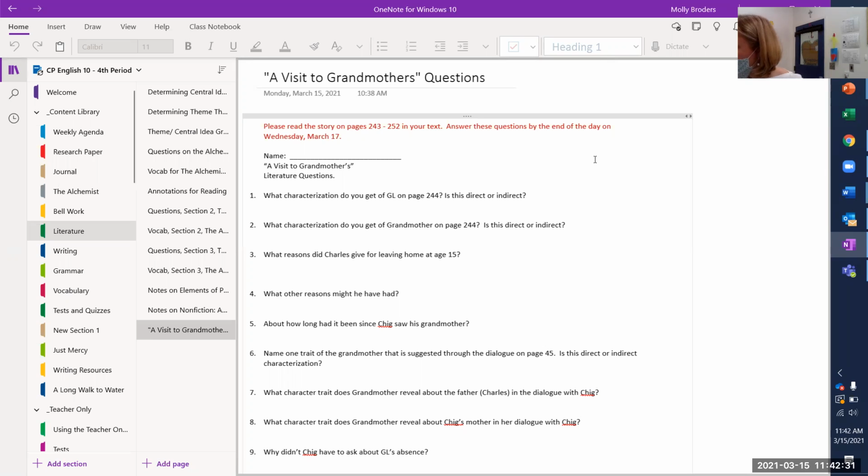Okay, really quickly. This is question number 5? Nope, this is number 2. What characterization did you get of grandmother on page 244? And is this direct or indirect? What do you think?